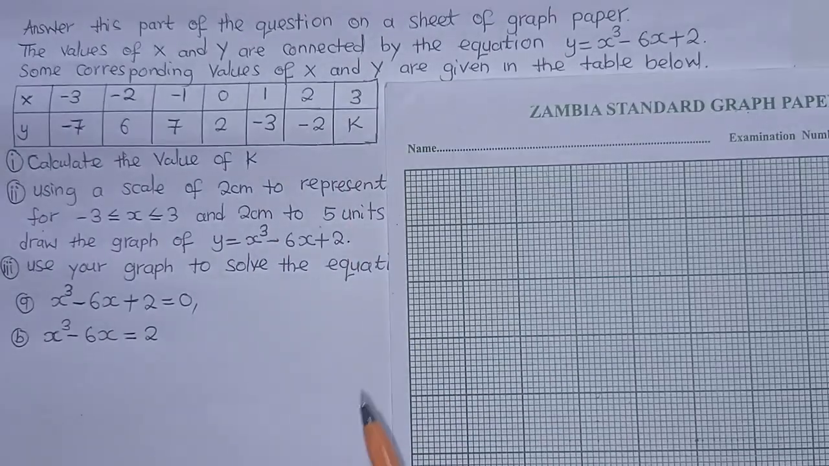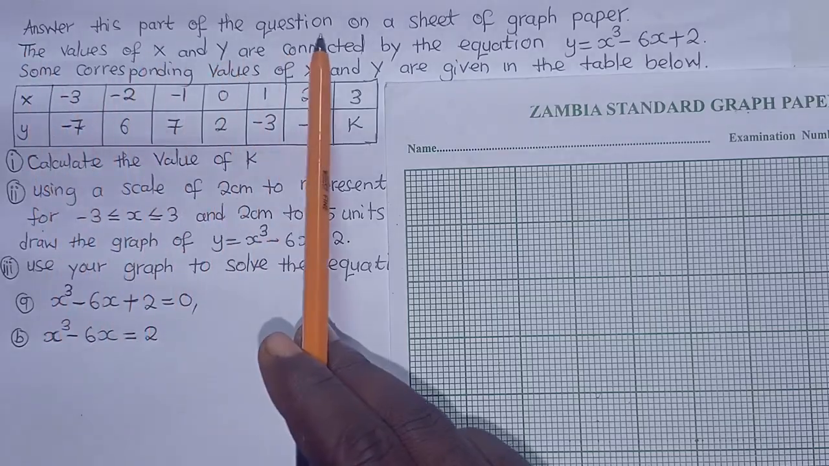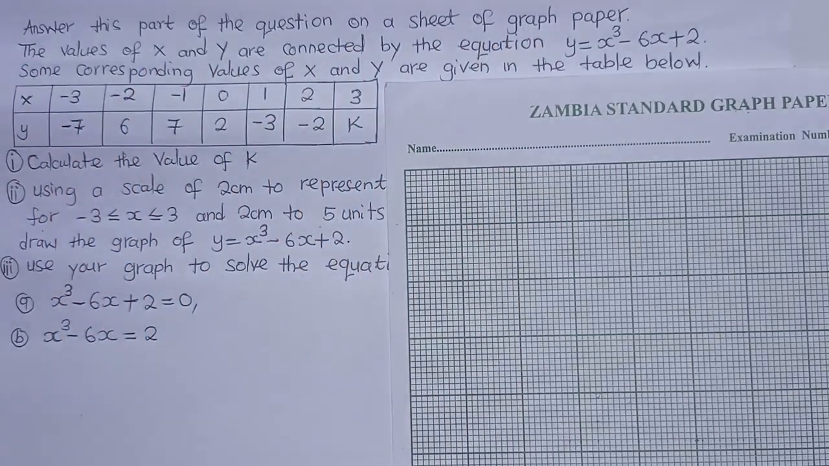This is a question that we are given, and let's see how we can answer this particular question. I want to make it simple, so I want you to follow me clearly and attentively. This is a cubic function question, so I want you to follow me attentively. Answer this part of the question on a sheet of graph paper.